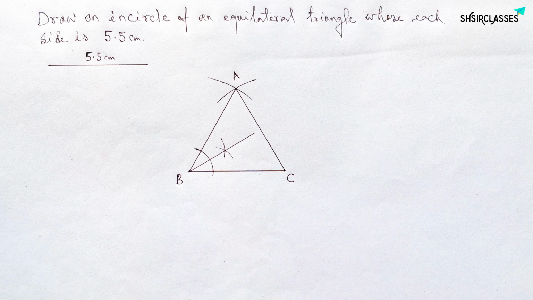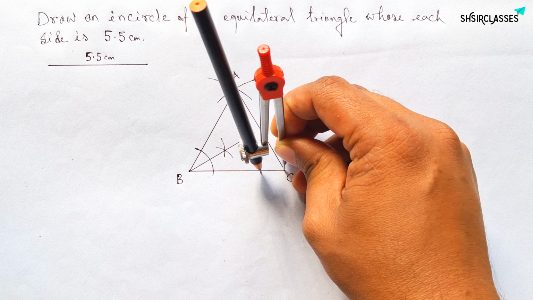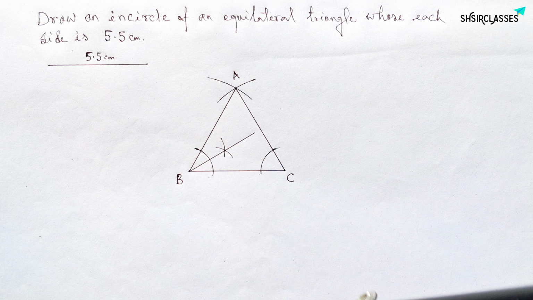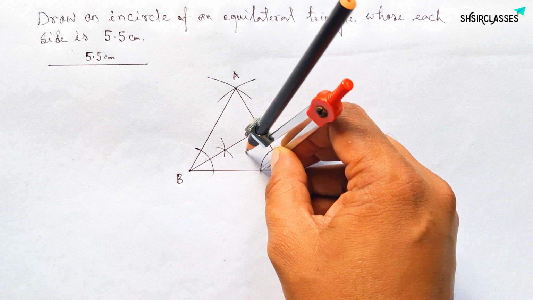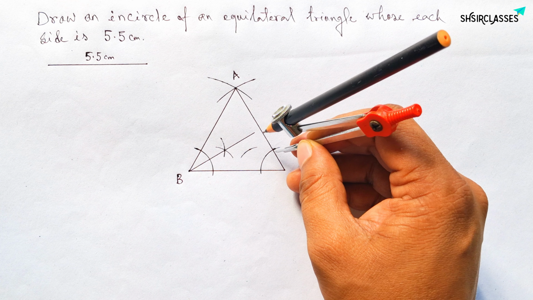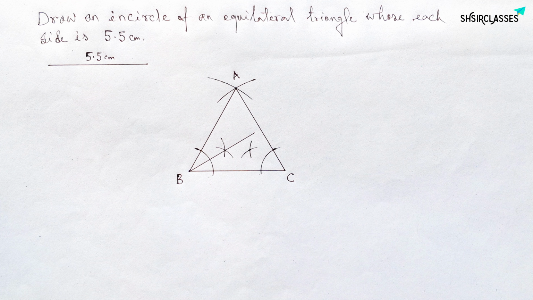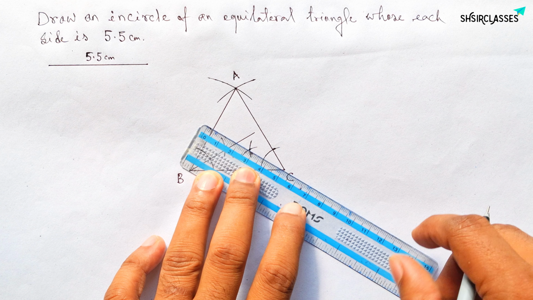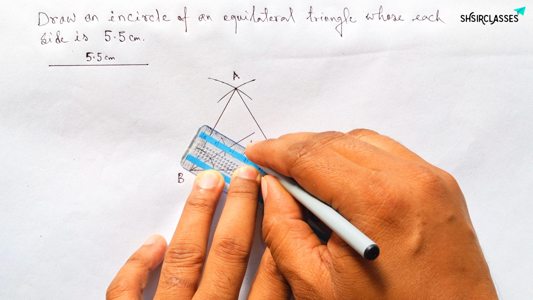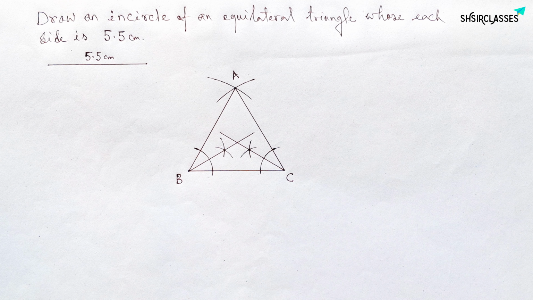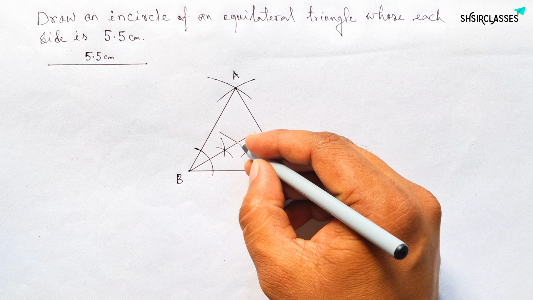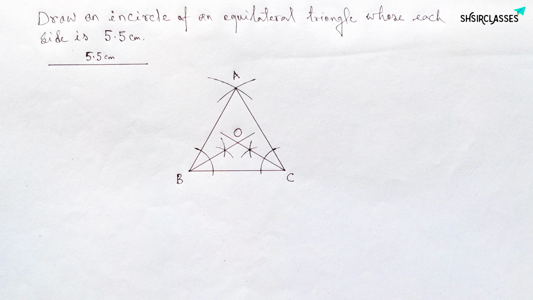Next, by similar way, bisecting the angle C with the help of compass. So drawing here an arc again with same length and cut here. Now joining this, and this is another bisector of the angle C. Both the bisector meet at a point, so taking here point O.